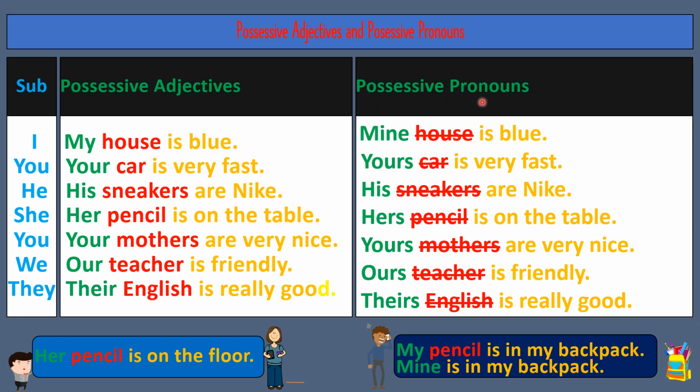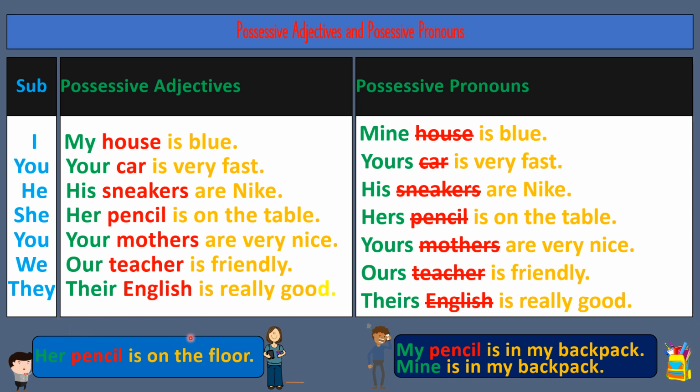After possessive pronouns, we don't mention possessions because they already represent the possessions. When they say mine, mine is my house. Yours is your car. His is his sneakers. Hers is her pencil. Yours is your mothers. Ours is our teacher. And theirs is their English.